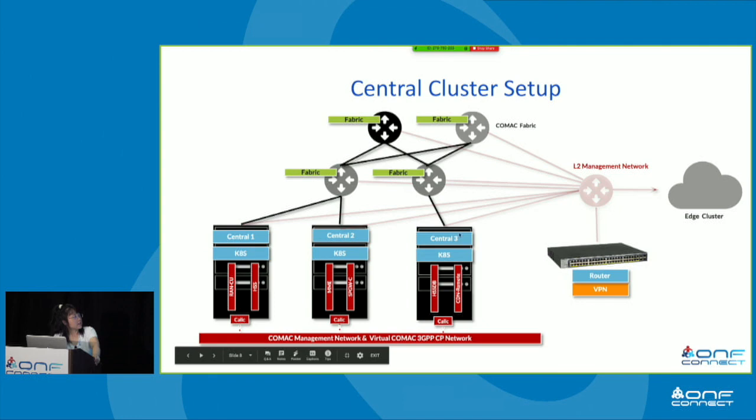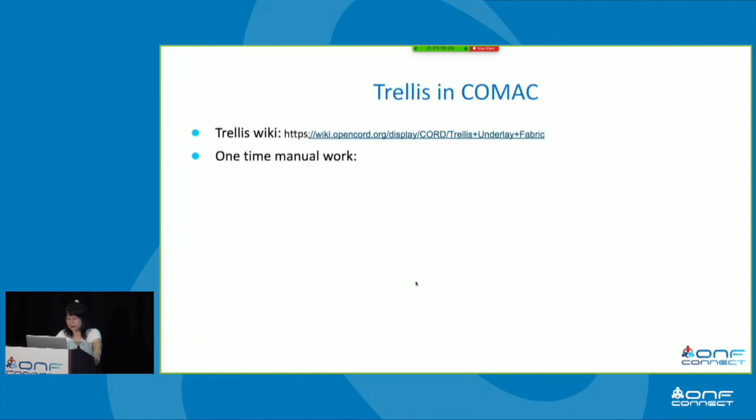And yeah, this is the layout of the software in our remote central cluster. And let's see the next one. After the hardware and software layout, let's see how Fabric works in the COMAC. In ONF, there is a project we call Trellis. There is a wiki.